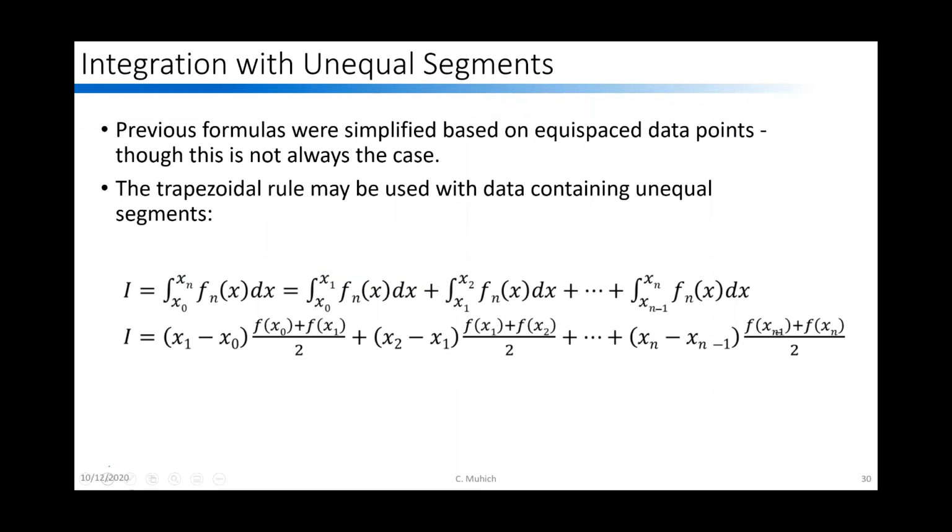So this is going to be called our integration with unequal segments. In this case, I no longer get to pull H out front. Instead, I have to leave x1 minus x0, x2 minus x1, etc. out front. I don't get to pull this out. Therefore, we end up wanting to stick with our trapezoidal rule because this is going to be the easiest way to address these unequal segments.